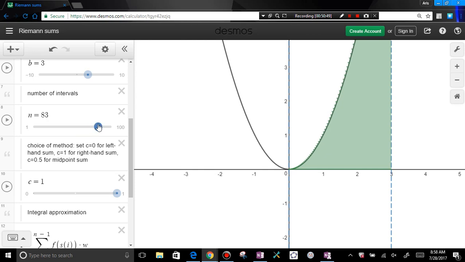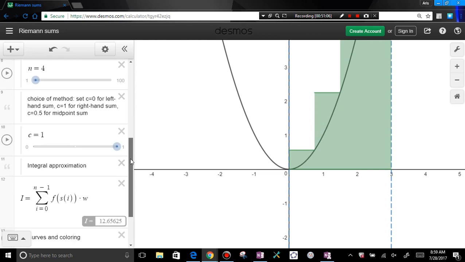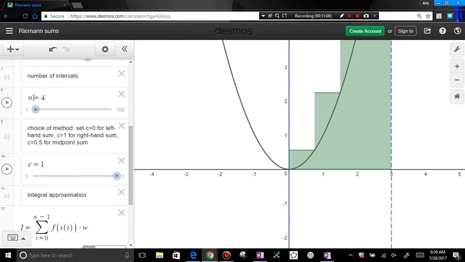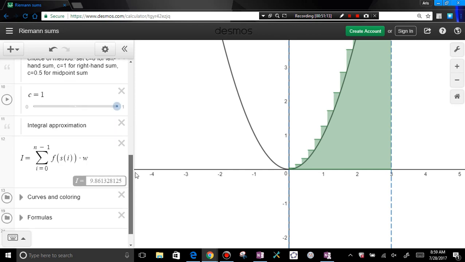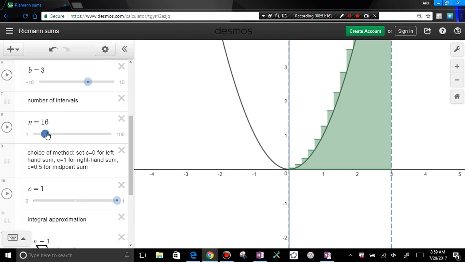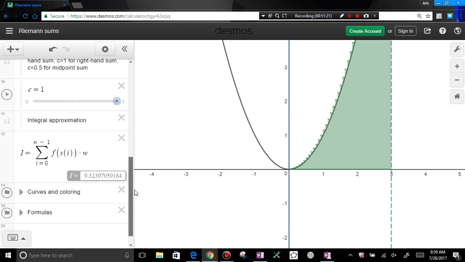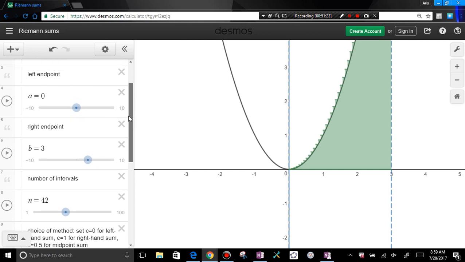You can imagine that there might be some examples where, if you take more and more rectangles, it wouldn't matter. You still wouldn't be able to deal with it. Tons of examples, right? So we know what's going to happen. We want to know the exact area. When n is 4, we get 12.65. When n is 15 or 16, the area is 9.86. When n is 42, you get 9.32.